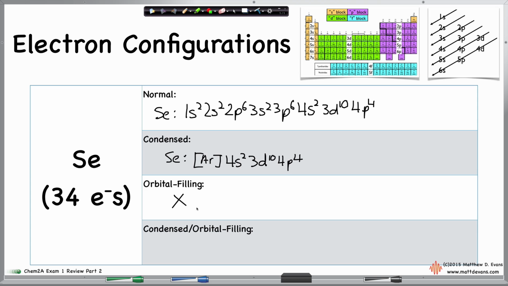Now let's skip over the orbital filling. Let's go right to the condensed orbital filling. So once again, argon, all the electrons are the same for argon as they are for selenium. All you have to worry about is the 4s, and there's 2 electrons that occupy that, and then there's, of course, 5 types of d orbitals. Remember, as I said in class, you got to tie these together. No tying, no credit. Okay, this is 3d.